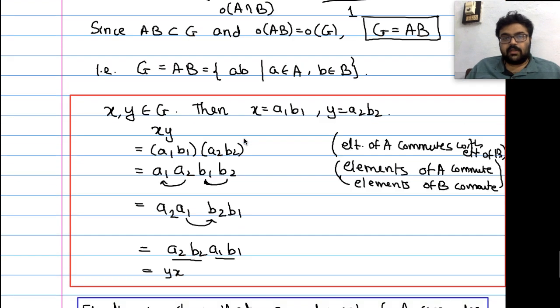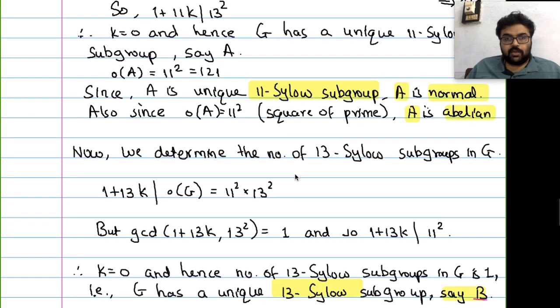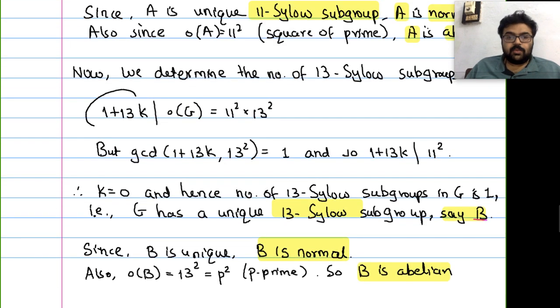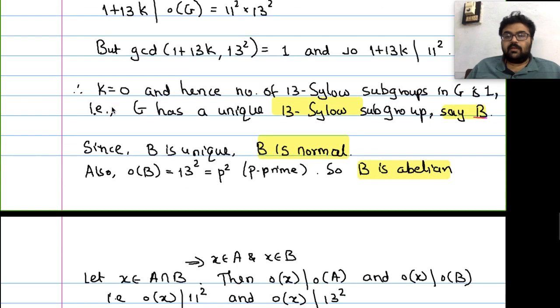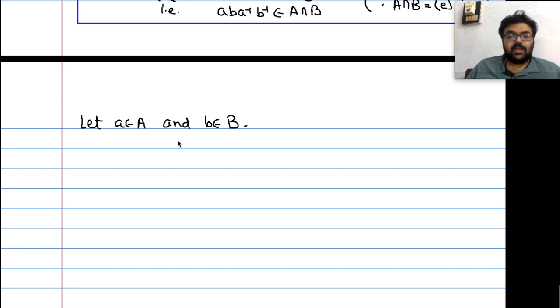Here we use the fact that a unique Sylow subgroup is normal. You see, we are using so many results here. A group of order P square is abelian. A unique Sylow subgroup is normal. There exists a Sylow subgroup and the number of P Sylow subgroups. So all Sylow theorems are applied here, and even other results are also applied. So A is in A and B is in B.